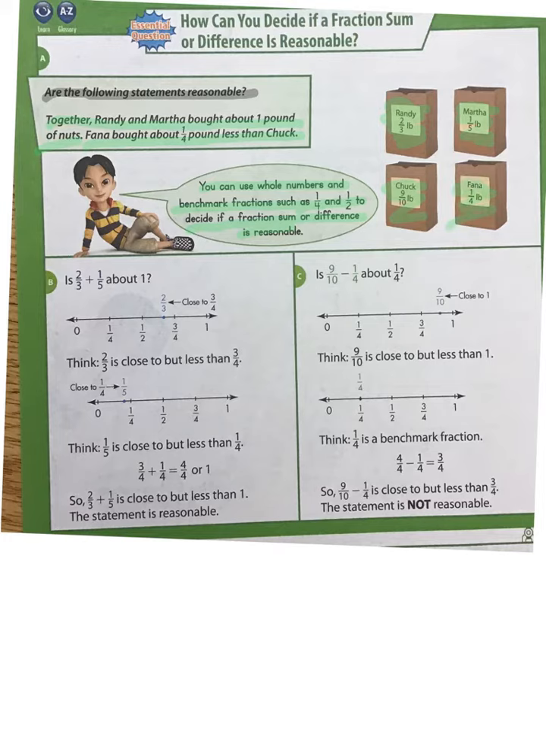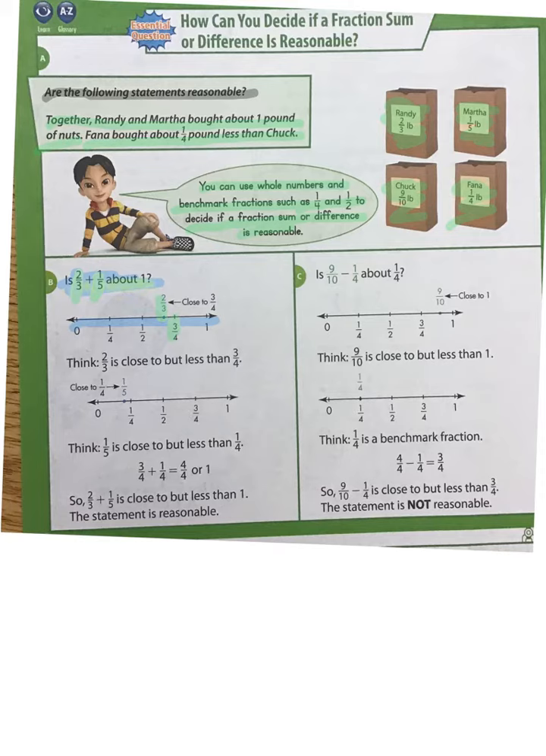B, is 2/3 plus 1/5 about 1? Well, if we look at this number line, it's separated into 4 equal parts. It tells us here that 2/3 is close to 3/4, and we can see that on the number line if it was marked into 3 different parts rather than 4. I would say that 2/3 is close to a half. I would use a half, but it's actually right in between 1/2 and 3/4. And 1/5 is closer to 0. But if we add those two together, we are going to get that it is about 1.